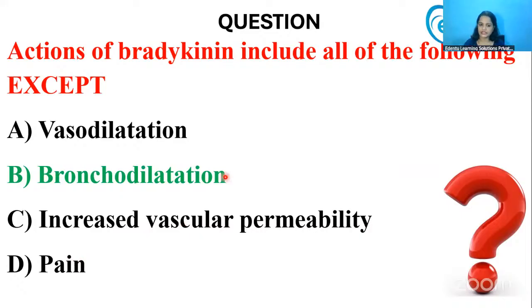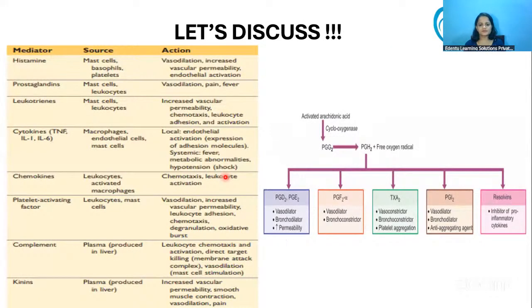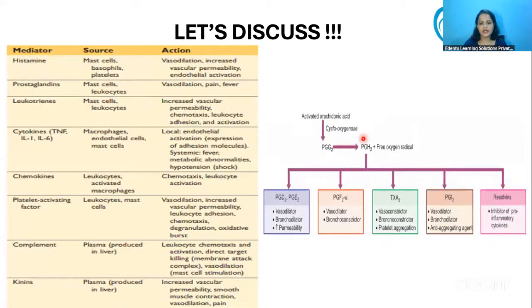But bronchodilation is not an action of bradykinin. So who else brings about this bronchodilation? It is mainly the arachidonic acid derivatives. The arachidonic acid metabolites, especially PGD2, PGE2, and PGI2, are the ones that are most commonly involved in bronchodilation.